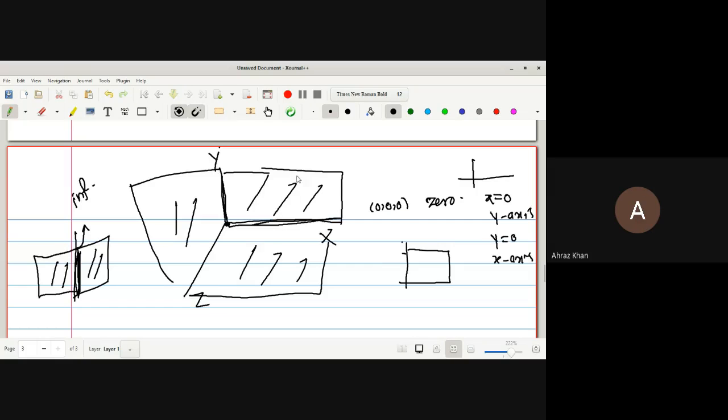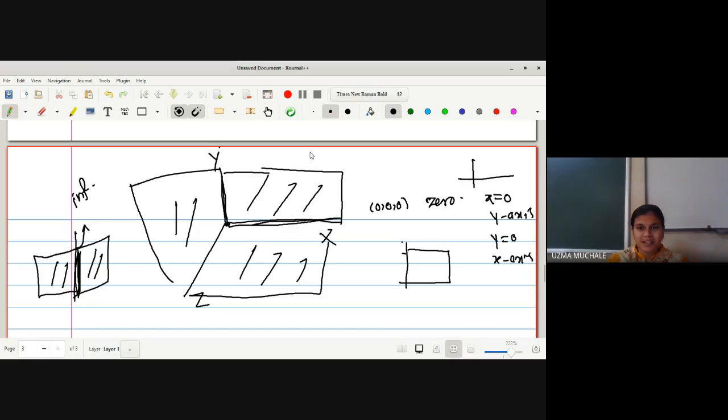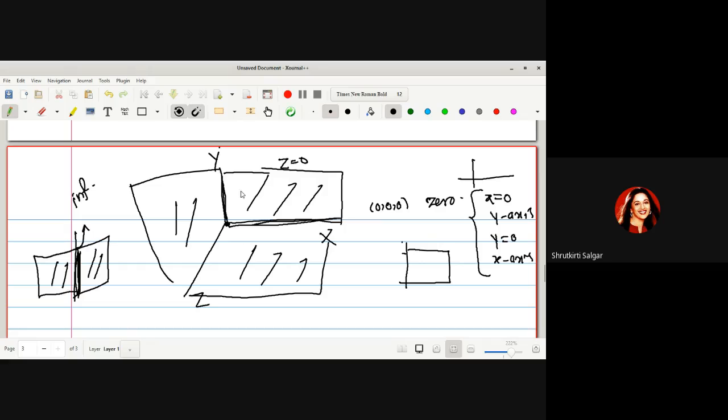Ma'am, Z coordinate is absent. X plus Y equal to some constant A. But what is that constant? Just as we wrote x equal to 0 is the y-axis, y equal to 0 is the x-axis. This is simple one. But what about this? How can you write down the equation of an xy plane? Can I write z equal to 0 will give you the xy plane? Yes, ma'am.